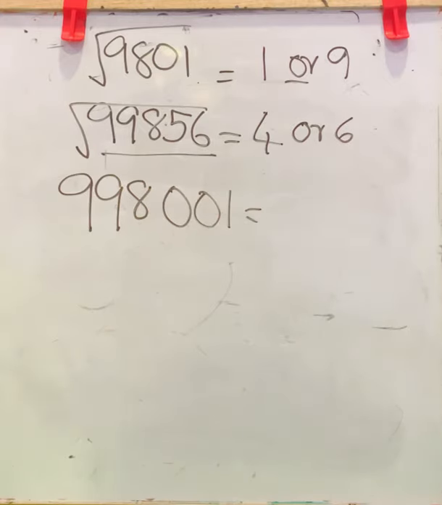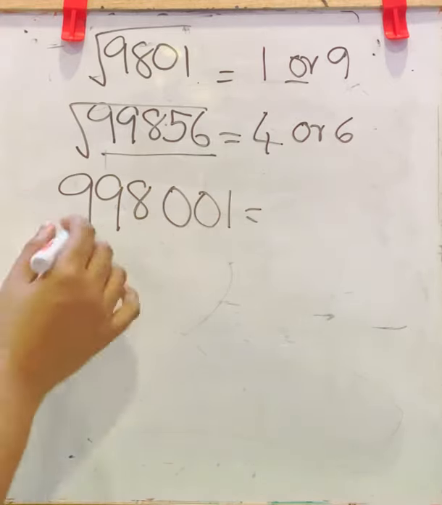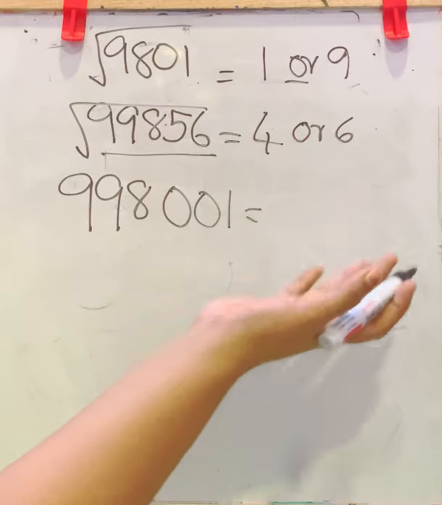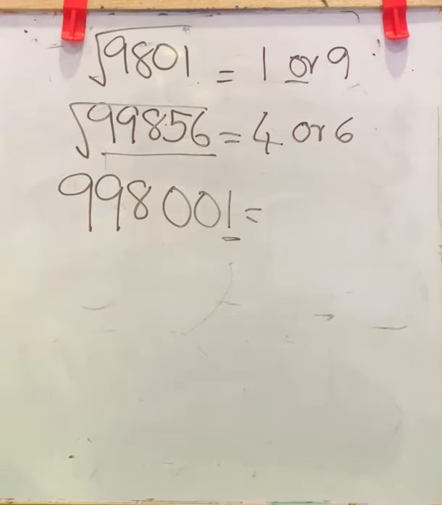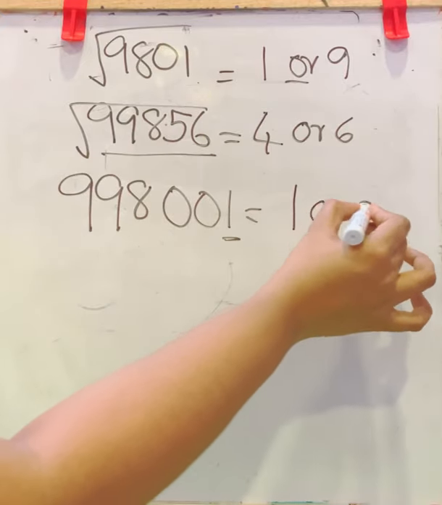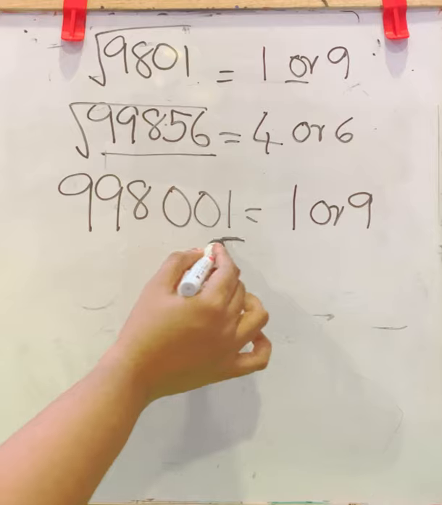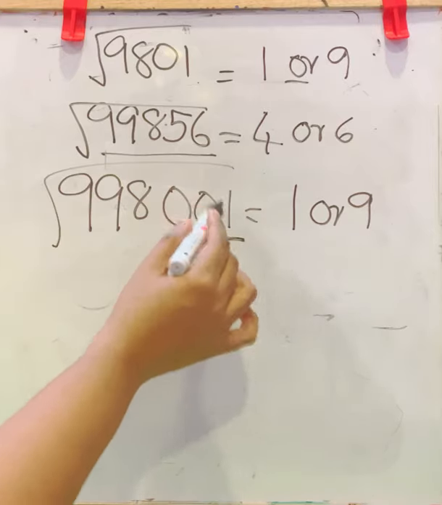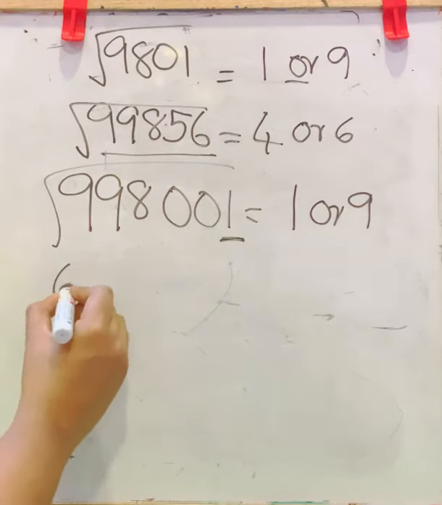Next, 99801. Here again 1 is in its units place. This is a square number. So which number is squared to get 1 at its units place? So the units place will be 1 or 9. Then only we will get 1 in its square number's units place.